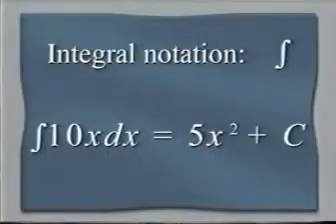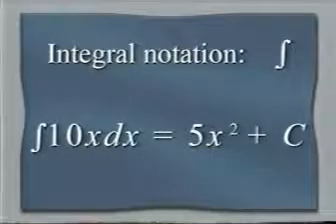The integral of 10x dx equals 5x squared plus c. Now, this is called the indefinite integral. It's indefinite because we get a family of functions, 5x squared plus c. C could be anything. There's an infinite number of possible functions, all of which are 5x squared plus a constant.